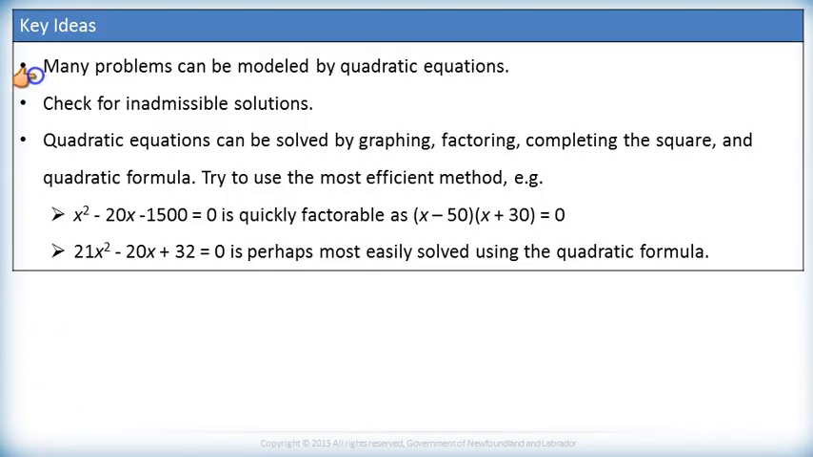In conclusion, many problems can be modeled by quadratic equations, but check for inadmissible solutions. And quadratic equations can be solved by graphing, factoring, completing the square, and the quadratic formula. Try to use the most efficient method. In our two examples here, the most efficient method was the quadratic formula.